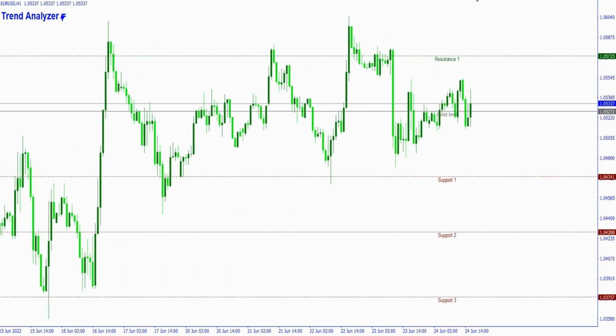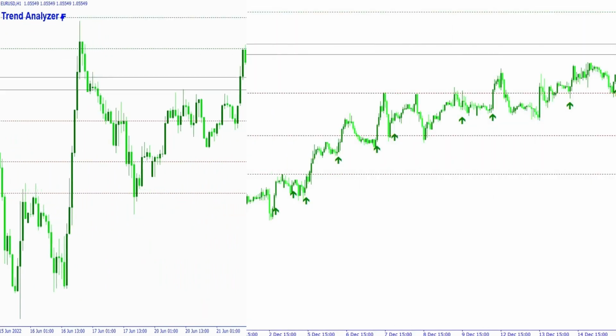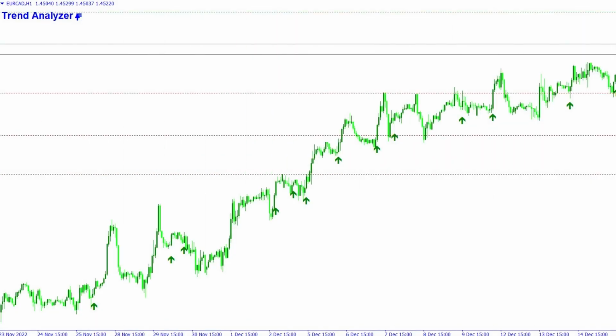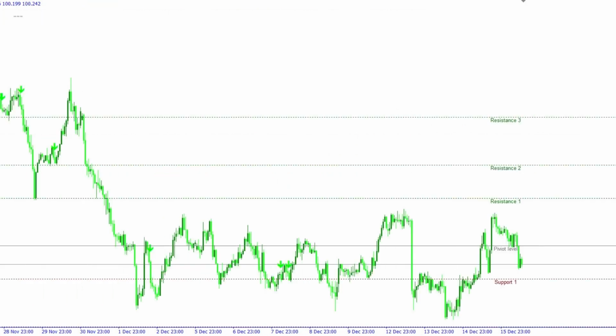So let's start now. For buy signals, open a buy trade when price is at the support level and the first green arrow appears and the trend analyzer shows a blue color up arrow. Place a stop loss below the previous swing low. Close the buy trade at an opposite signal or for a fixed profit target.